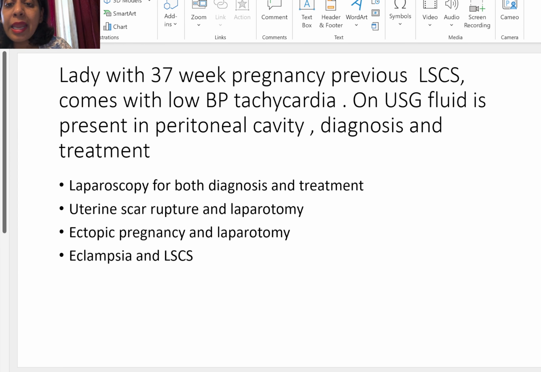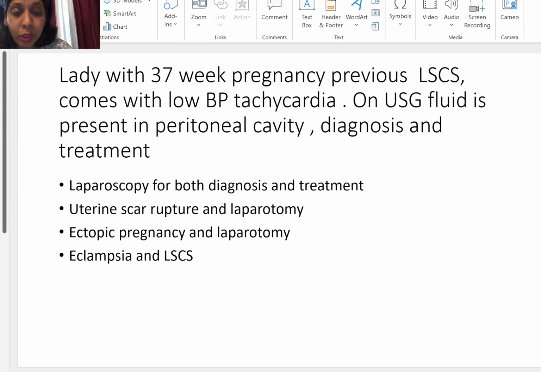Now the other options are laparoscopy for both diagnosis and treatment. As I have already told you many times, laparoscopy or general anesthesia procedures are not done in an unstable patient. For a patient to be given general anesthesia, the patient should have stable vitals. GA or laparoscopy procedures are not done in unstable vitals. Okay, next is ectopic pregnancy at 37 weeks. It is not ectopic pregnancy, never. Eclampsia, as it is already written, is low BP and tachycardia, so it is not eclampsia.